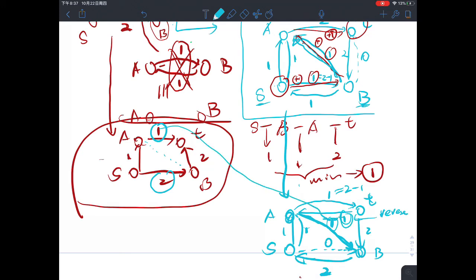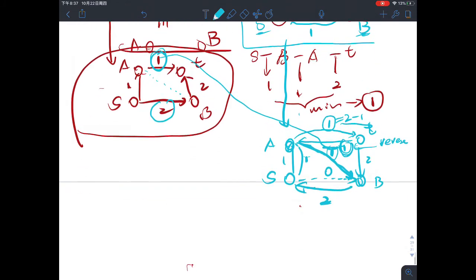Unfortunately, everything is either 1 or 2, but the way we get 1 is very different. The first one from A to T is 2 minus 1. The second one is really just copying the current flow. So after we have that, let's repeat and see what would be the next ST path.